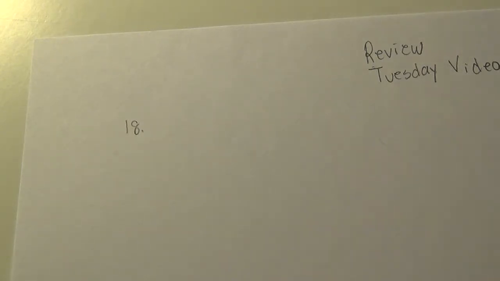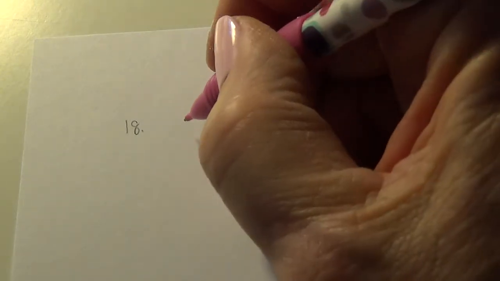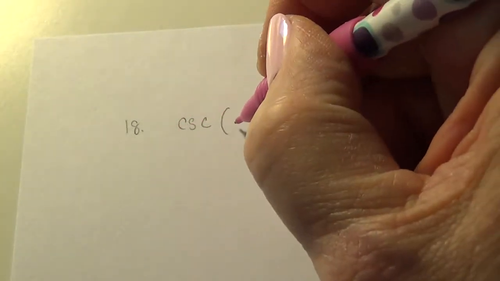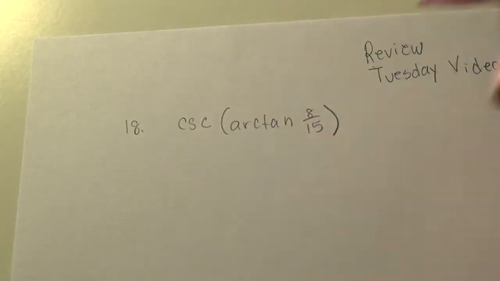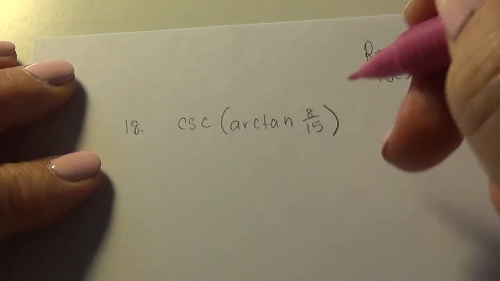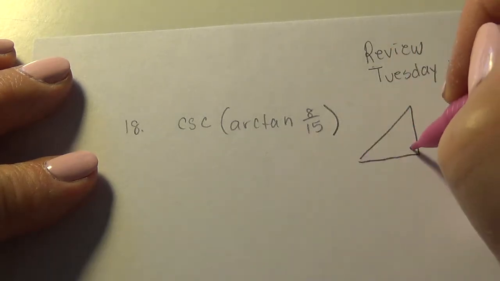So we're going to find the exact value of the cosecant of the arctan of 8/15. When you have a situation like this, you want to go into the inner function first, that's inside the parentheses, and find the arctan of 8/15. The arctan of 8/15 will be found by drawing a triangle that has that tangent. So, here we go. Right triangle.